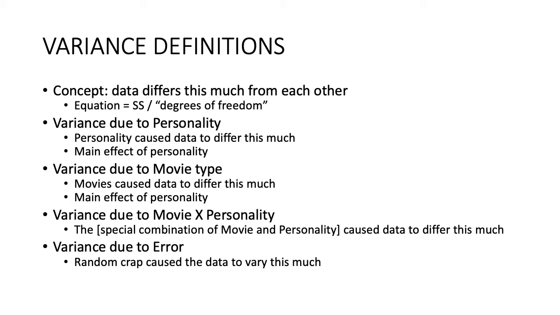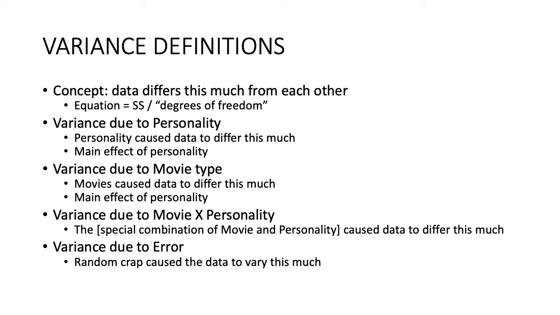Now we can get more complicated with it, and we can look at variance that's due to personality. This is just saying that personality caused our data to differ by this much, a variance amount, right? Variance is a number, so this much would be whatever the variance number is. We call this our main effect of personality. In this example that we just used, there's going to be variance due to the movie type. Those 3 different movies differ in funniness, right? So these movies are going to cause data to differ by a variance amount, or by this much. Variance is a number, so when we have that number, we'll be able to say, oh, movies cause data in this data set to differ by a variance amount. This is our main effect of movie.